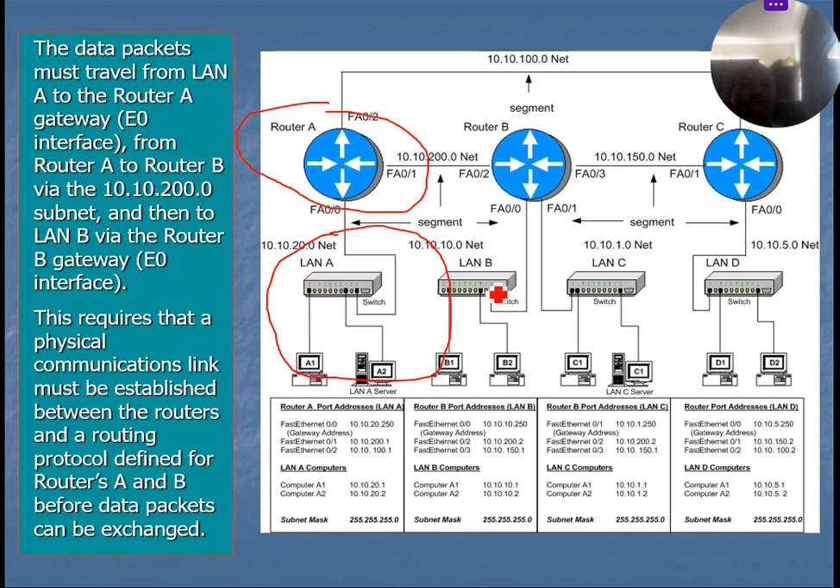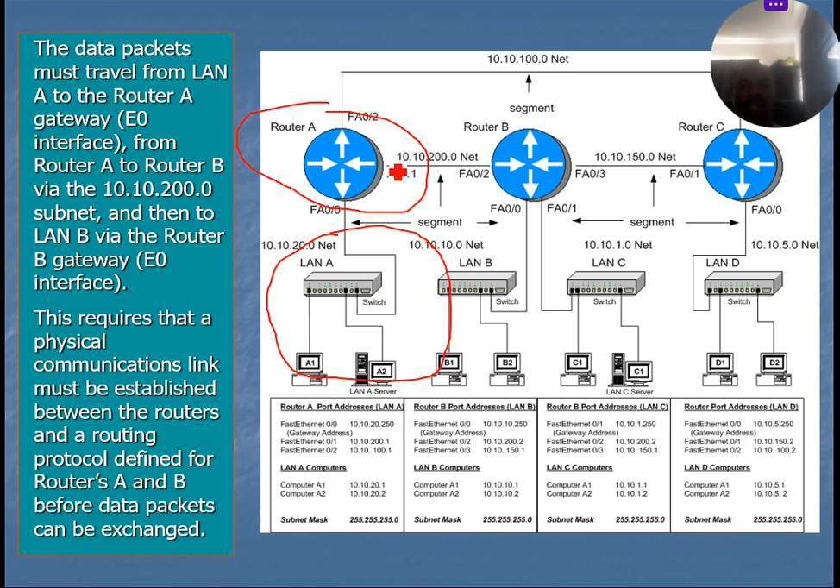Now this requires a physical communication link. It has to be established between the routers, and a routing protocol defined for router A and router B, before the data packet can be exchanged. So a physical communication will have to be established between router A and router B. This is what we call the static routing protocol, which you're going to configure, and we're going to talk about how static routing can be established.